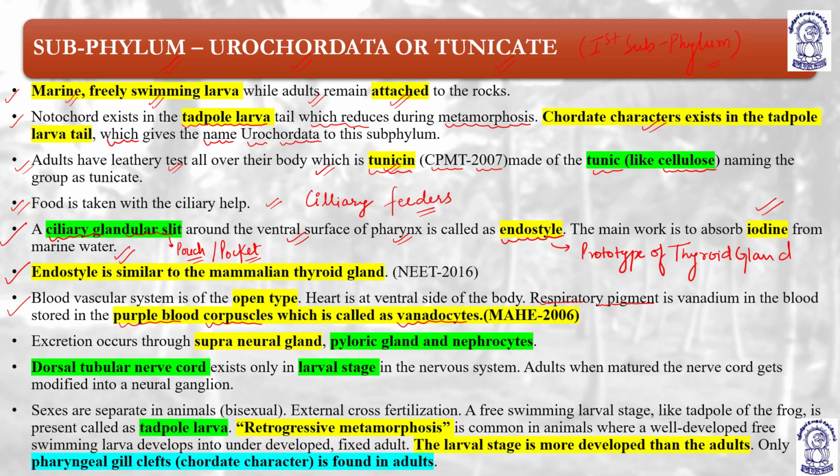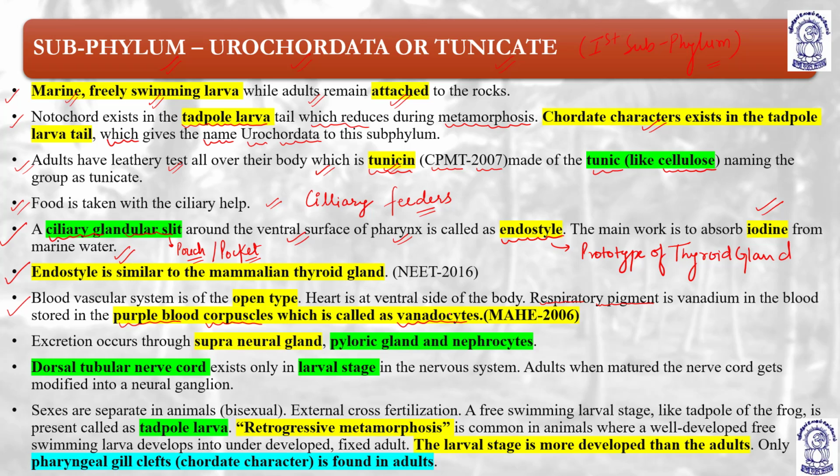Before this category, when we talk about urochordates, vanadium was the respiratory pigment, but there were no vanidocytes or corpuscles, right? So this feature is evolved, understood?